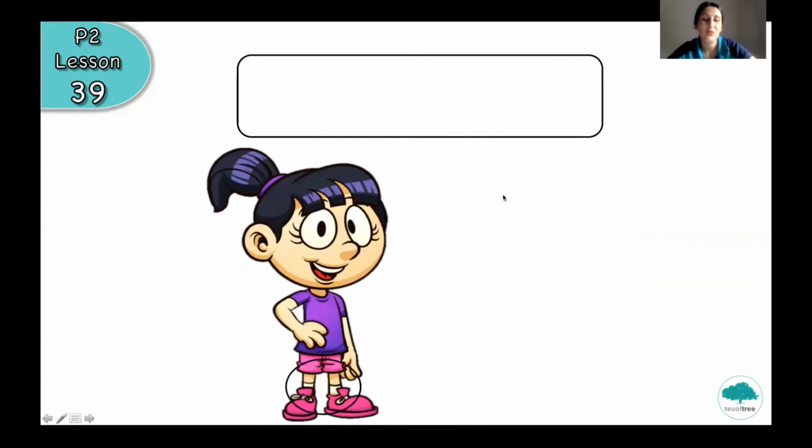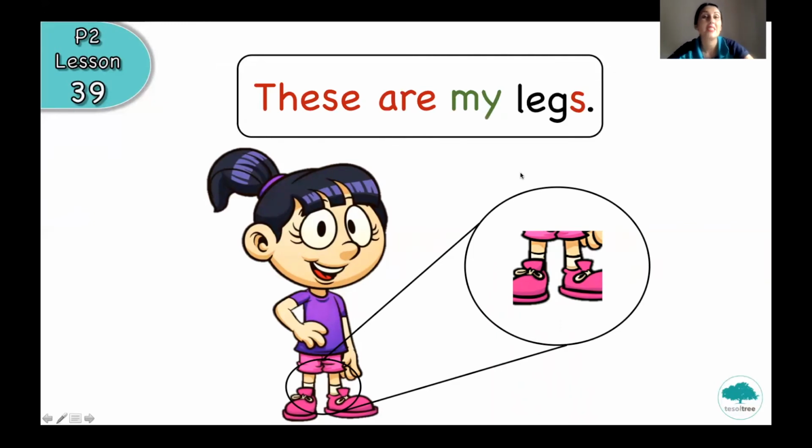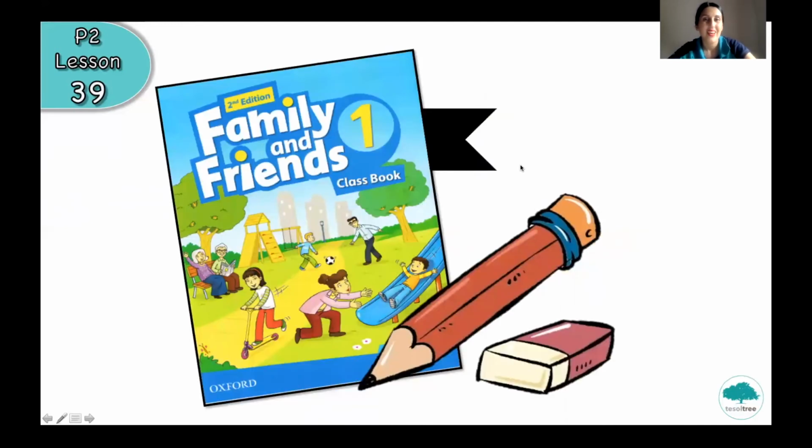And let's have a look. What are these? 2 legs. So the girl says, these are my legs. These are my legs because not only one leg, but 2 legs. Okay, good, P2. Good job.